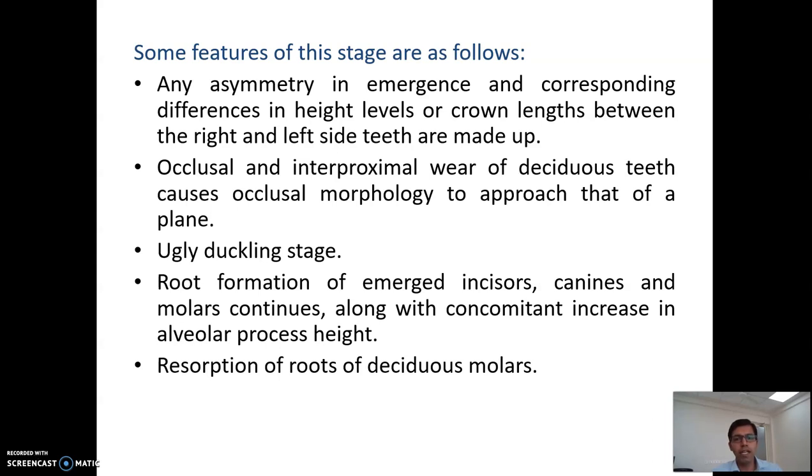Occlusion and interproximal wear of deciduous teeth cause the occlusal morphology to approach the occlusal plane. Ugly duckling stage begins during this period. Root formation of the emerged incisors, canines, and premolars continues, along with a concomitant increase in alveolar process height. Resorption of the roots of deciduous teeth occurs during this intertransitional period.